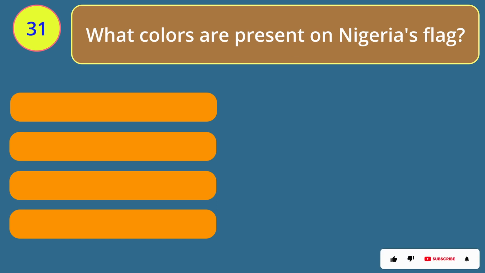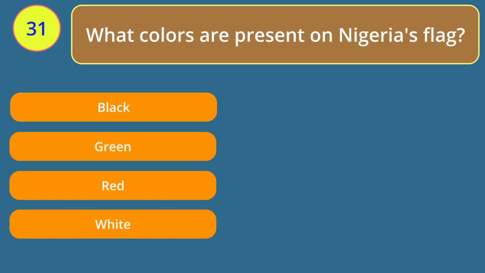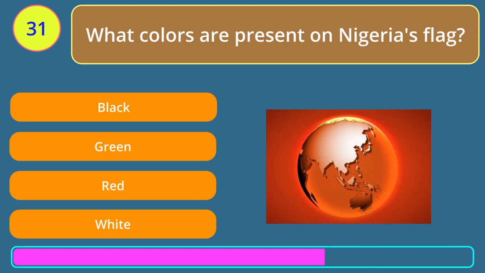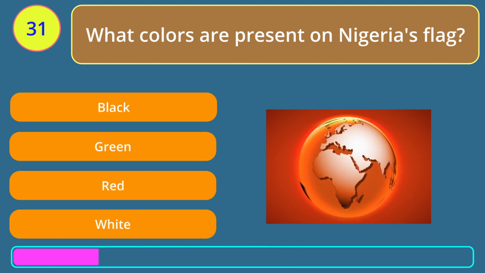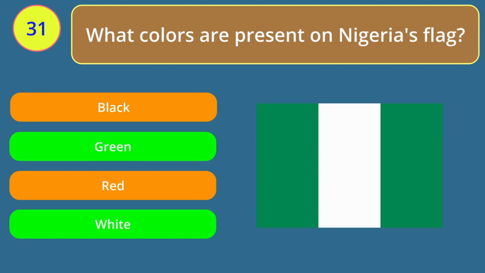What colors are present on Nigeria's flag? The four options are black, green, red, white. The correct answer is green and white.